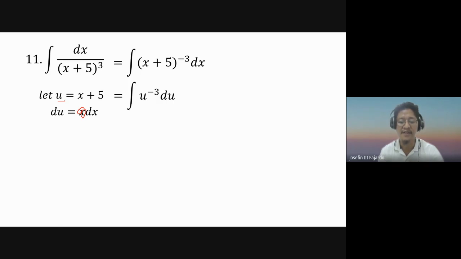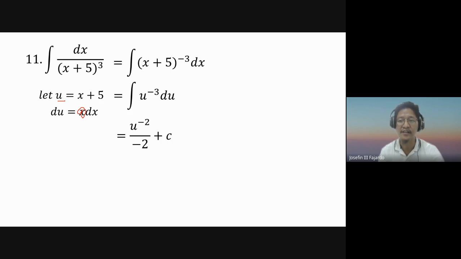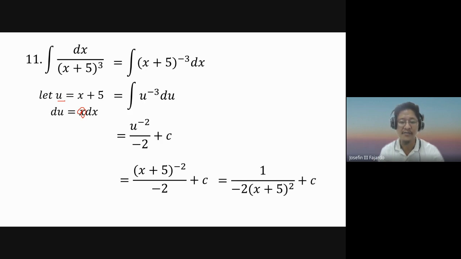So negative 3 plus 1. Again, what's negative 3 plus 1? Anyone? Negative 2 po. Negative 2. Okay, good. So we have u to the negative 2 over negative 2. And then just replace u again with x plus 5. Or we can make the exponent positive.